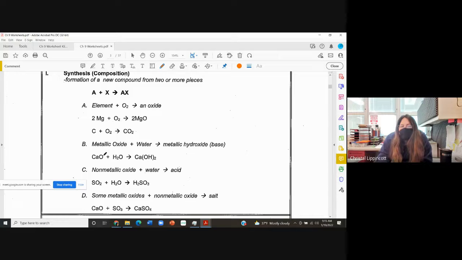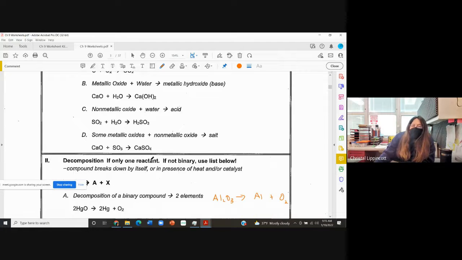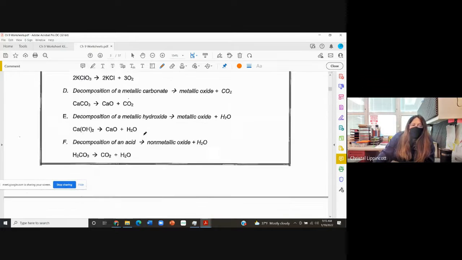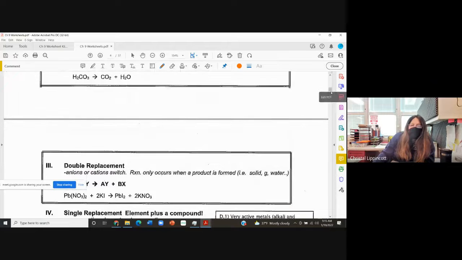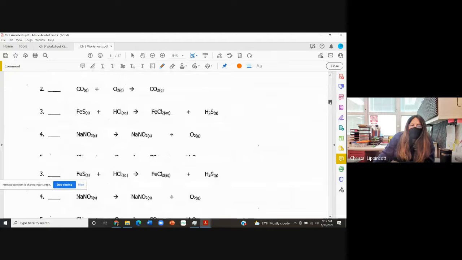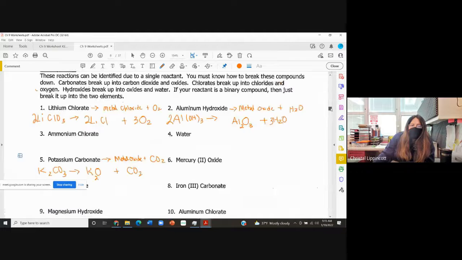Metallic oxide and water is going to be synthesis, and it's going to form a metallic hydroxide. And then occasionally, rarely though, you'll see these two, where you've got a non-metallic oxide and water forming an acid, or a metallic oxide and a non-metallic oxide that's going to form salt. All right, the last two are pretty rare on there though. So let's go through the first couple, do a couple examples there.